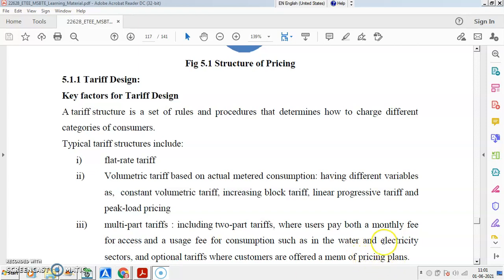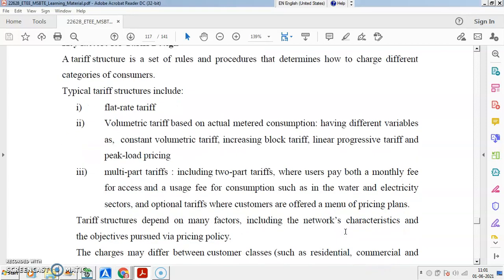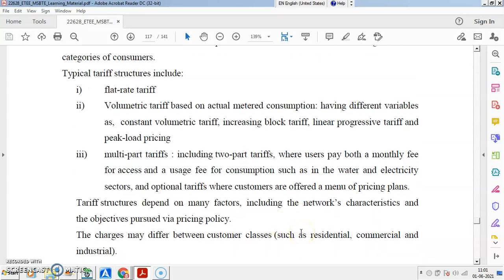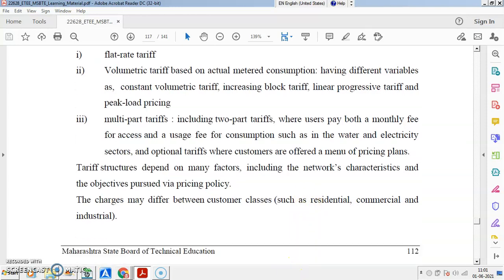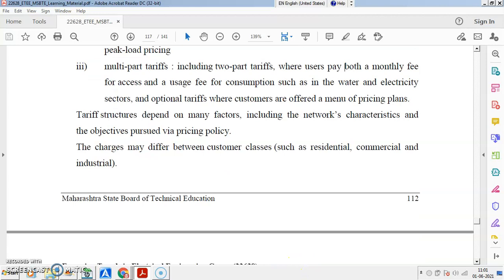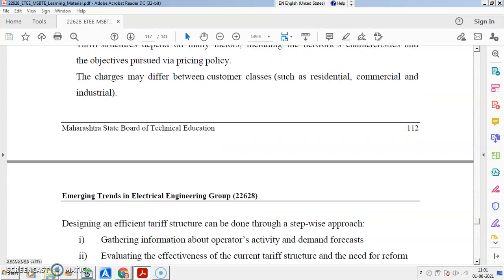It includes two-part tariff. You may have to pay both a monthly fee, access, and optional tariffs, an optional part. So tariff structure depends upon many factors including network characteristics also. So the objectives pursued via pricing policy, the charges may differ between the consumer for different classes. So we know that the charges are different for different consumers like residential, agricultural, commercial, industrial and so on.